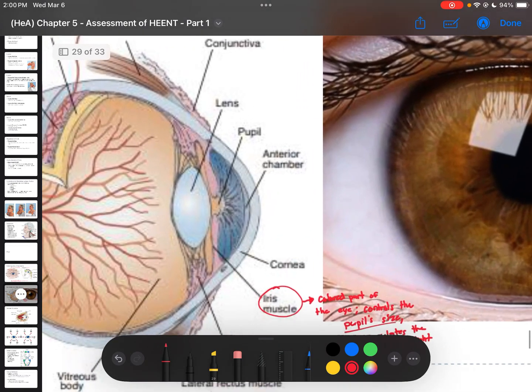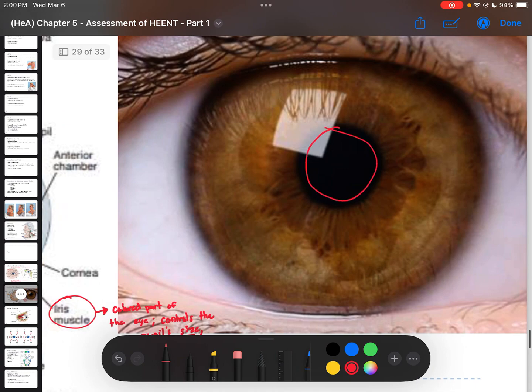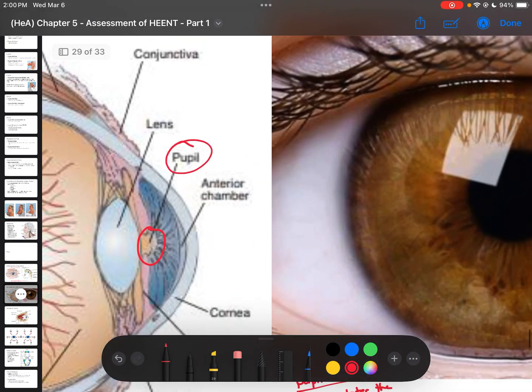After that, class, is what we call our pupil. The pupil is the black part of the eye. Simply put, class, the pupil is just an opening. Okay? A black circular opening. It allows light to enter.